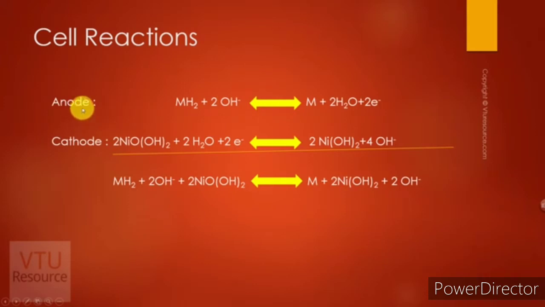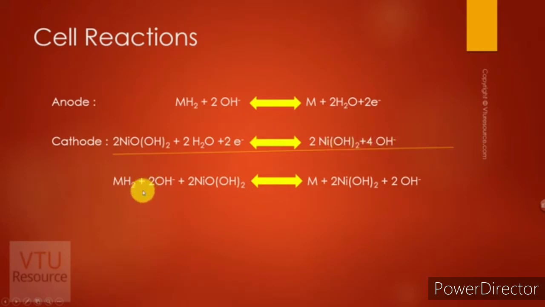The reactions occurring at the anode are: the metal hydride undergoes oxidation in the presence of the electrolyte to give the respective metal, water, and electrons. These electrons liberated at the anode are used up in the cathodic reactions. Since nickel oxyhydroxide is the active species at the cathode, it undergoes reduction in the presence of water and electrons to give nickel hydroxide and 4 hydroxyl ions.